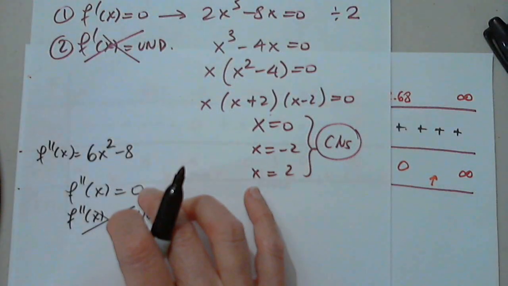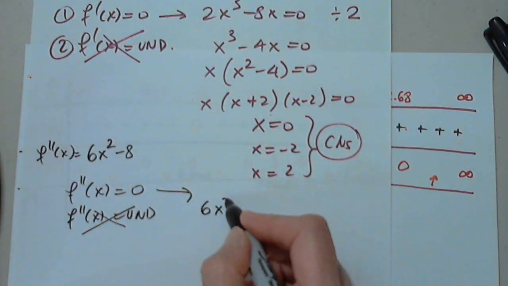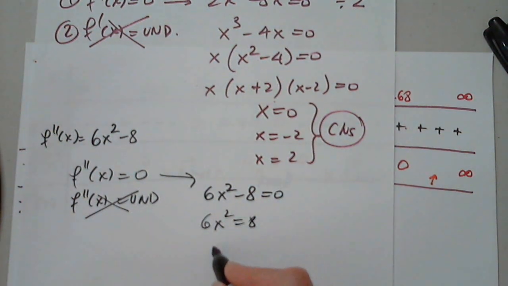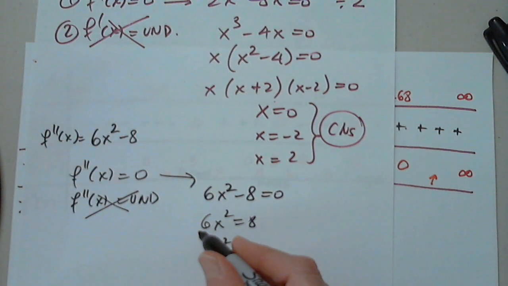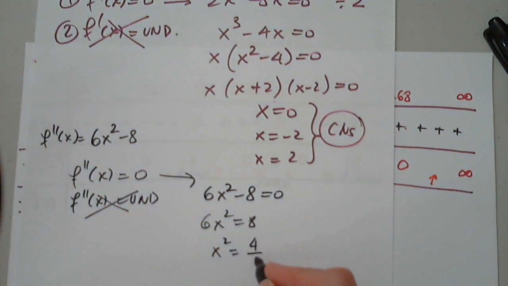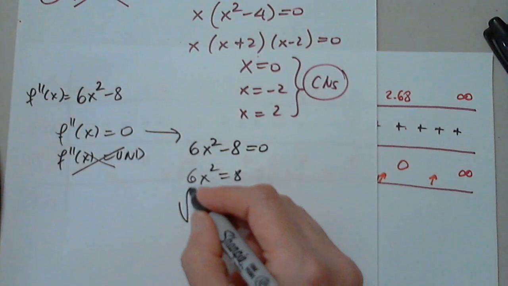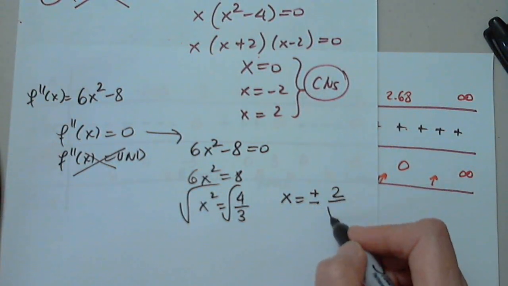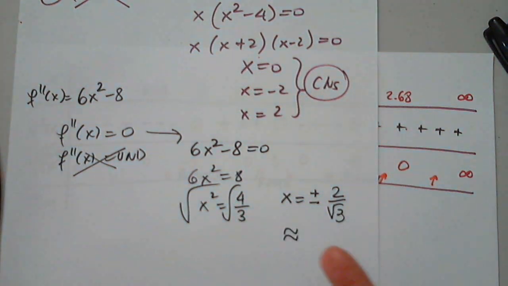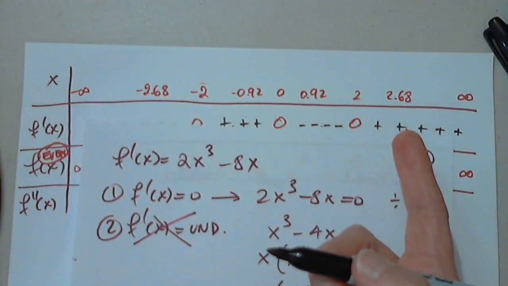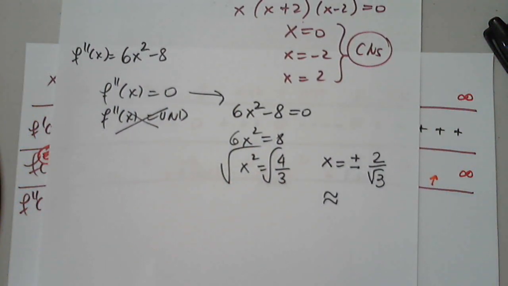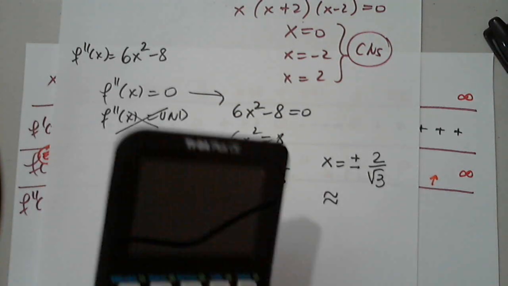And what we get from here, 6x² - 8 = 0. 6x² = 8. x² = 8/6, which simplifies to 4/3. And then we take the square root. Remember, you have to get a plus and a minus. So it's 2 divided by the square root of 3, but I have to approximate them. I don't know where to put them in. Okay, so I will approximate, if I find my calculator.